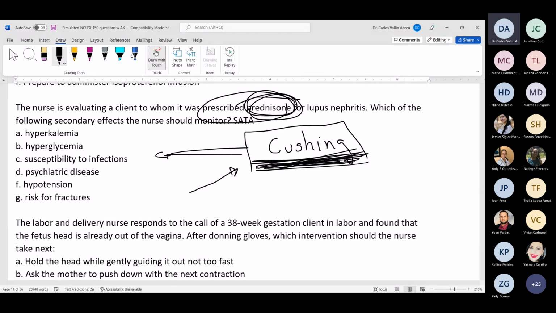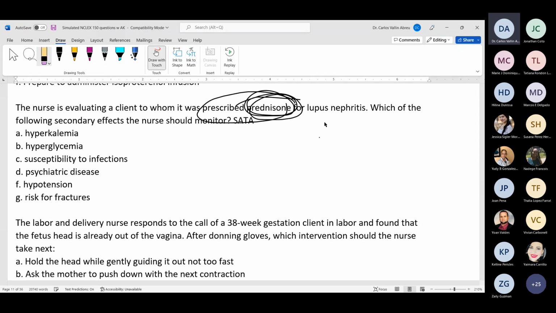So it is a strategy that maybe could help some of you. Thinking Cushing disease, hyperkalemia, yes or no? No, because in Cushing we have hypokalemia. Hyperglycemia, yes or no? Yes, because in Cushing we have hyperglycemia. Susceptibility to infection, yes or no? Yes, because in Cushing we have immune suppression.